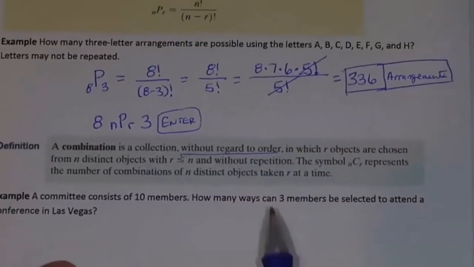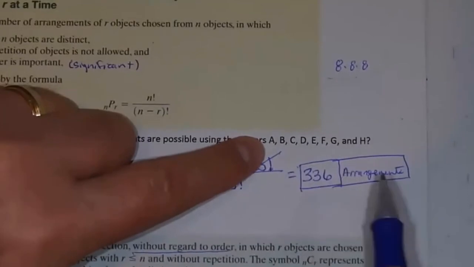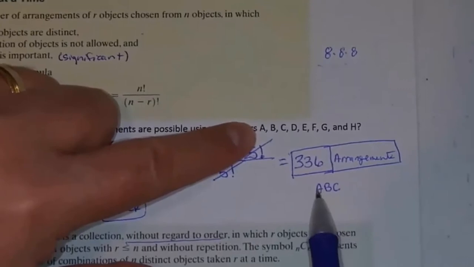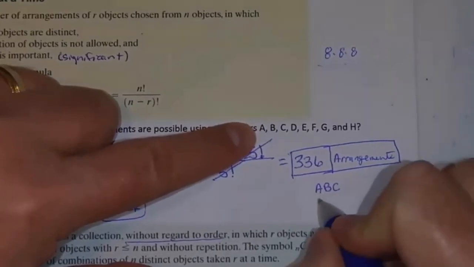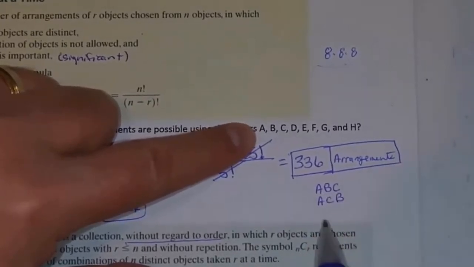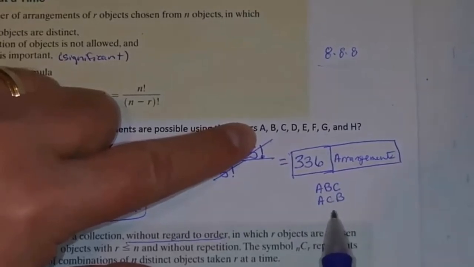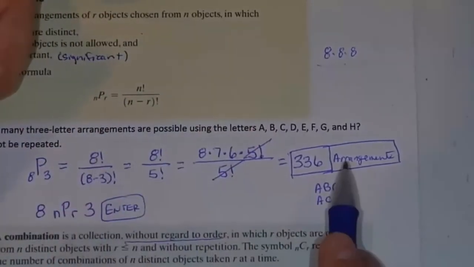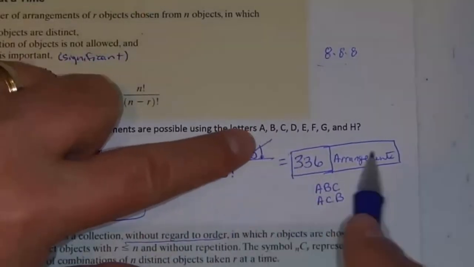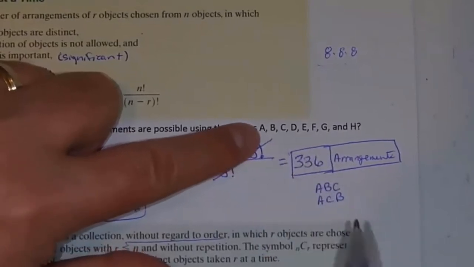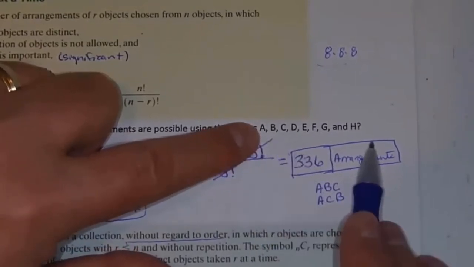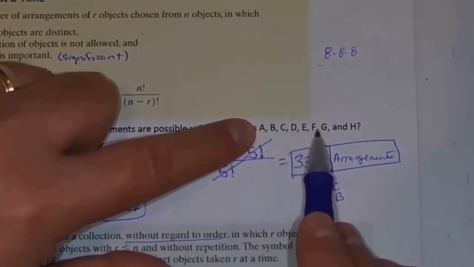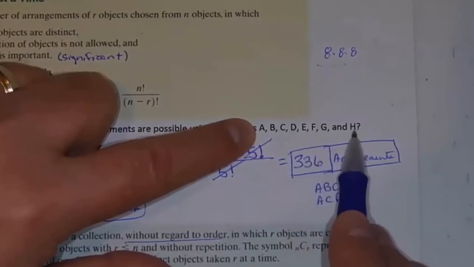So for example, if I'm making an arrangement of letters, and ABC and ACB are different results, then the order is significant, and we would have a permutation like we did here. But suppose these are instead representing people. So we have Andy, Bill, Clint, Daryl, Eric, Ford, Greg, and Harry.